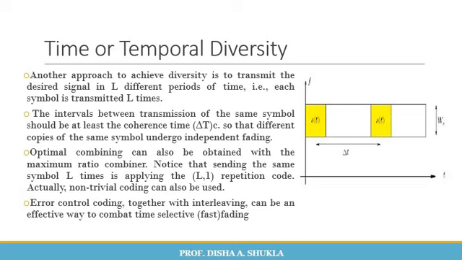Optimal combining can also be obtained with the maximum ratio combiner. Here notice that sending the same symbol L times is applying the L-times repetition code. Actually, non-trivial coding can also be used. Error control coding together with interleaving can be an effective way to combat time selective fading.